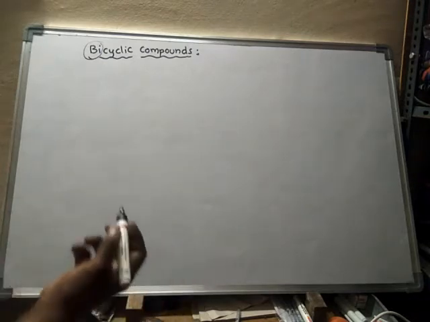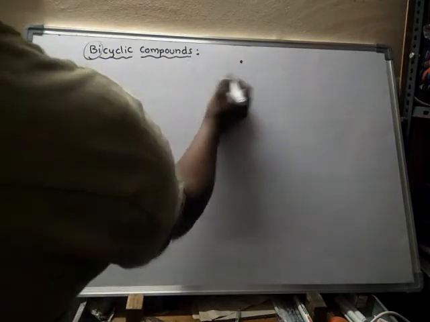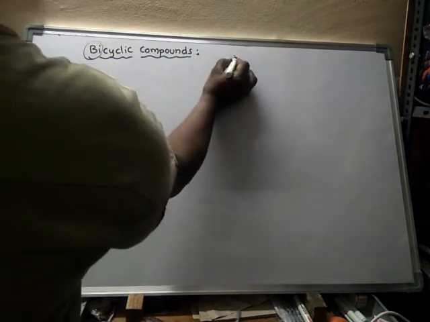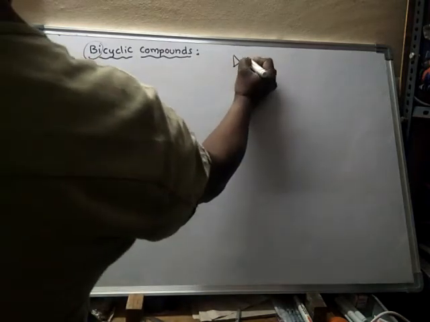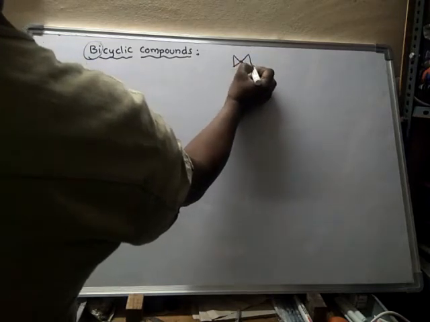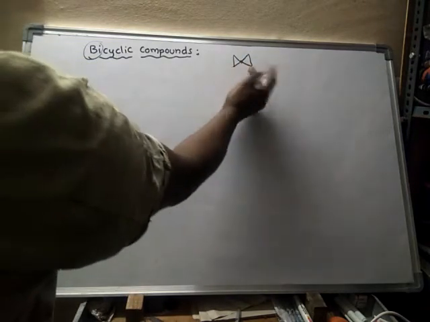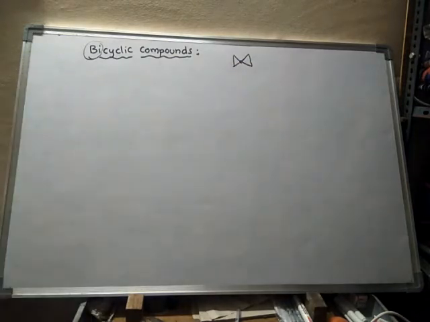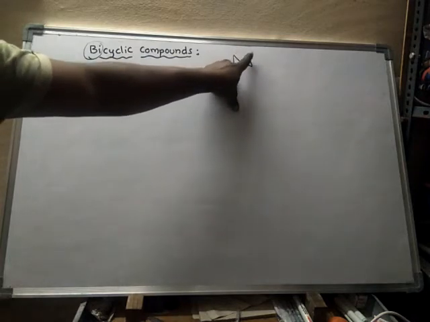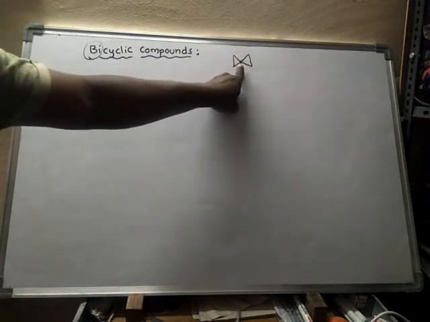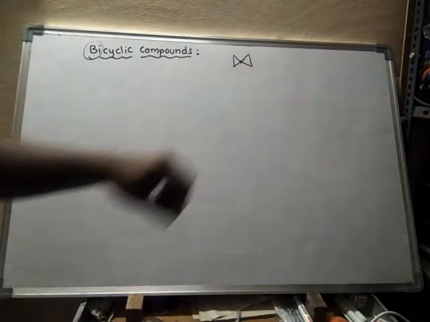How are two rings present? There are different ways we can join two rings. One way is like this. Suppose this is a carbon, and based on that carbon, a ring is present and another ring is present like this. Here two rings are joined by only one carbon. One is a propyl ring, and the other ring is also a propyl ring. So these two propyl rings are joined by only one carbon.